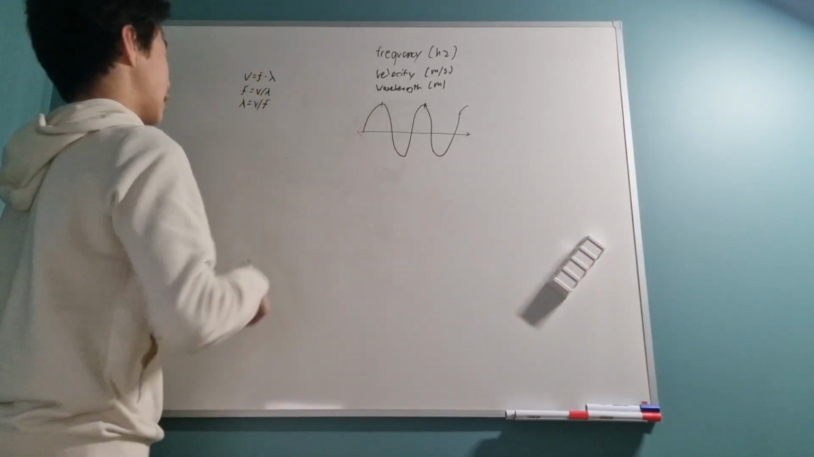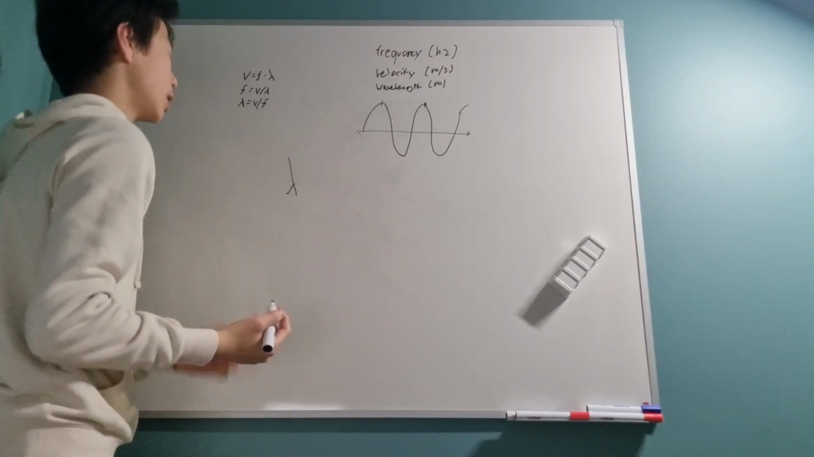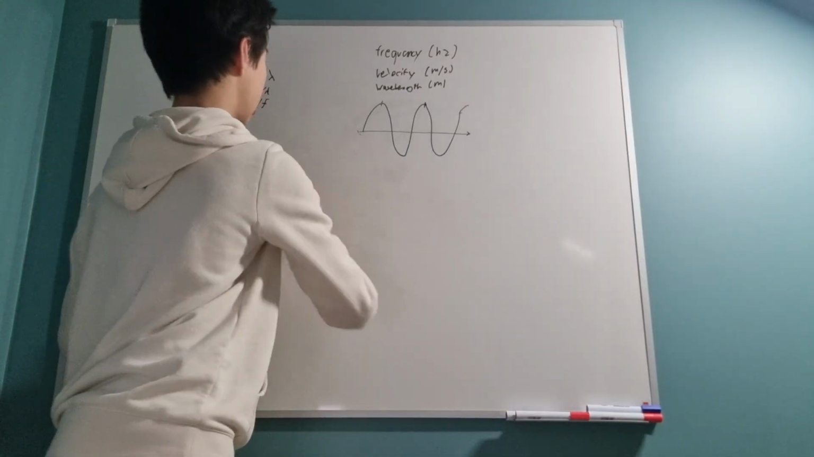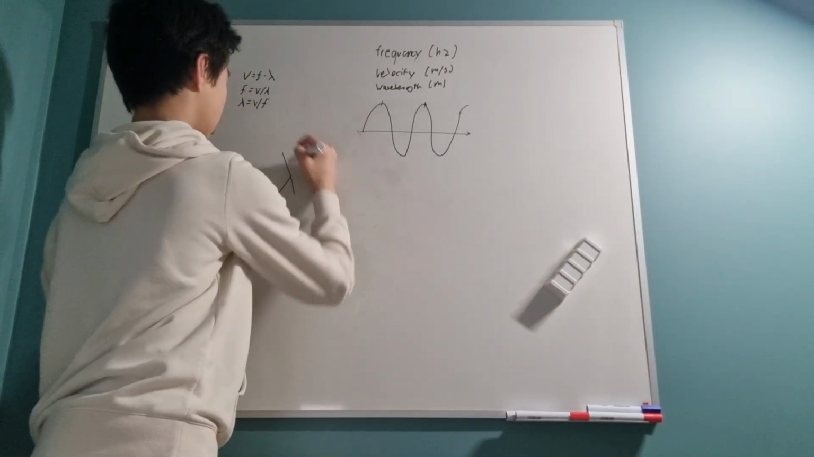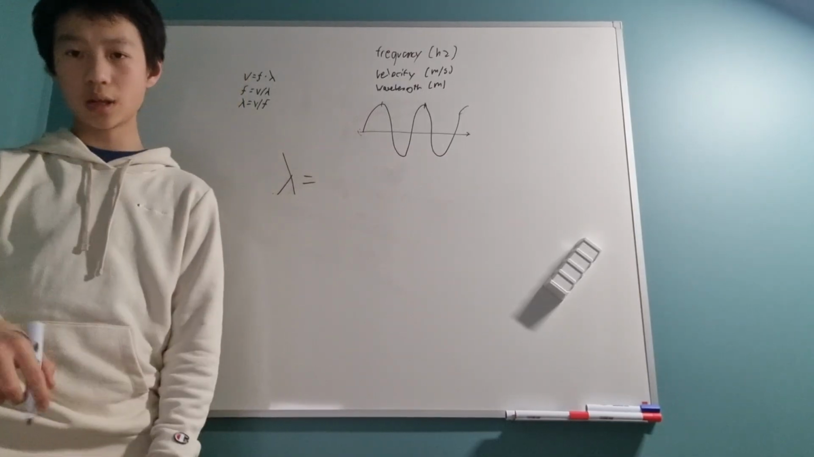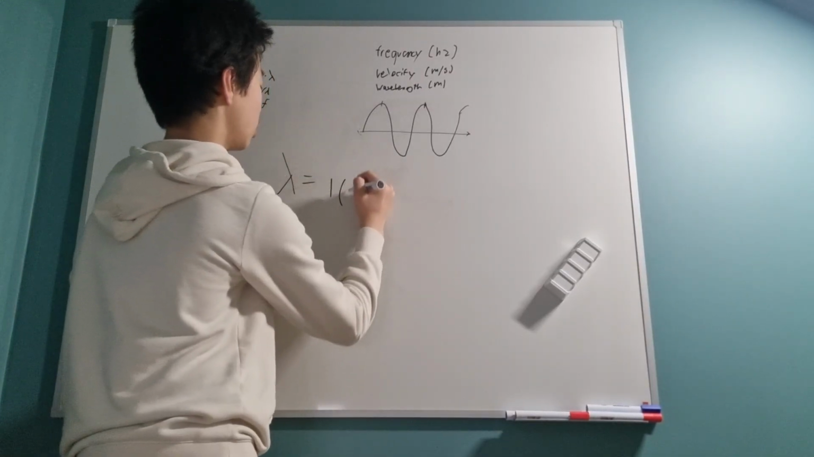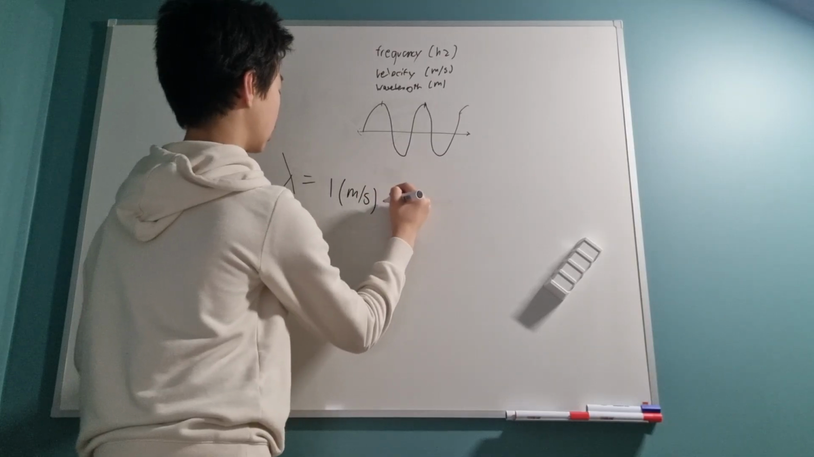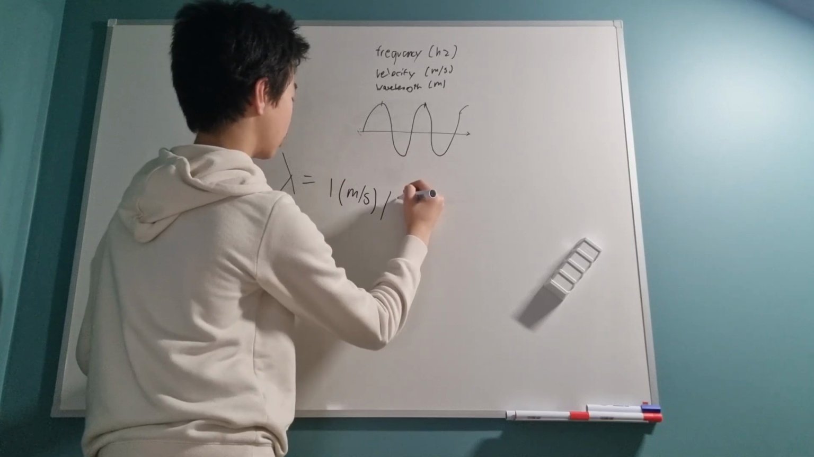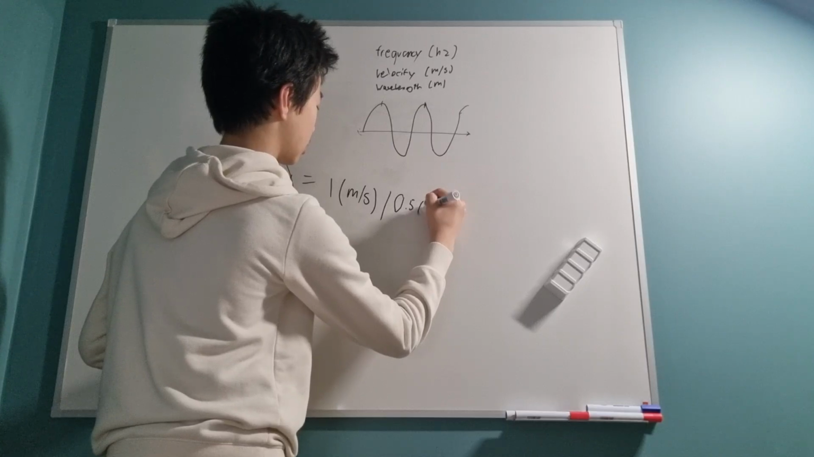And now let's discuss the last part of this formula, what's it called again? The wavelength. This symbol does not look that well. It equals, let's say our velocity is, I don't know, feeling like 1 meter a second, divided by the frequency of 0.5 hertz.